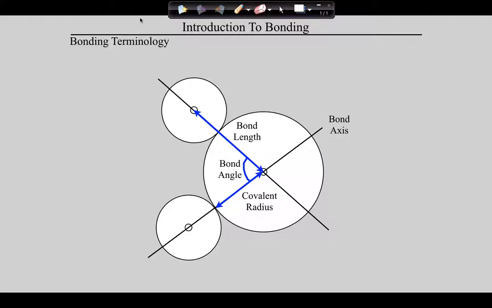And one of the things that you've got to be able to do using your periodic table is calculate bond lengths. How do you do it? Exactly. Add up the covalent radii. See guys, this distance right here is the covalent radii for oxygen. That distance right there is the covalent radii for hydrogen. You add those up and you get the complete bond length, which is the sum of those two radii.